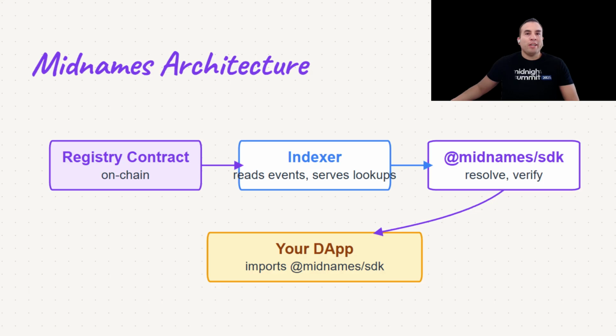Reads go through the indexer. The SDK, Midnames SDK, is a TypeScript library your DApp imports. It talks to the indexer for reads and helps you construct transactions for writes. Your app never talks directly to either the registry or the indexer. The SDK abstracts both. This is a standard shape for a naming system. Writes are on-chain and authoritative. Reads are off-chain and fast. The separation is what makes it practical to use.